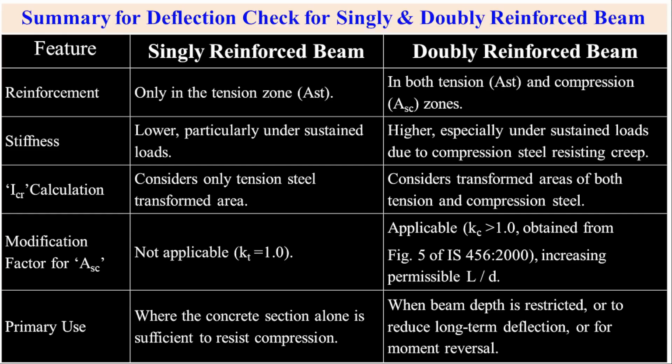Finally, let's look at their primary use. A singly reinforced beam is typically used where the concrete section alone is sufficient to resist the compression forces. A doubly reinforced beam is employed when the beam depth is restricted, or specifically to reduce long-term deflection, or in situations involving moment reversal. This table clearly highlights why understanding both types is essential for efficient and compliant design. With this summary, we're now ready to move into the preparation of Excel application of these principles.